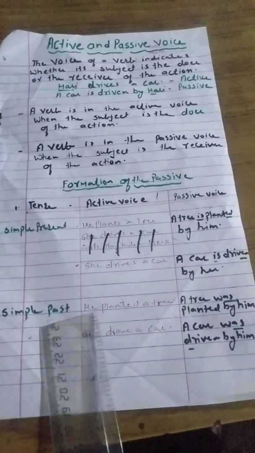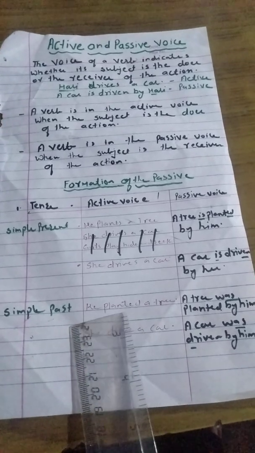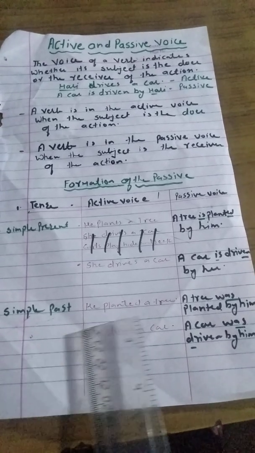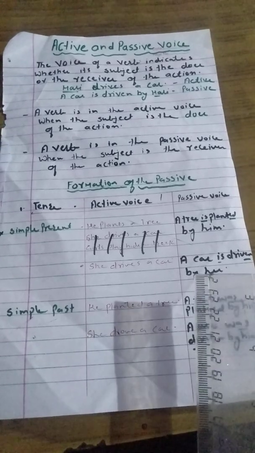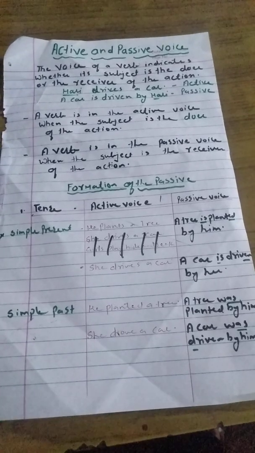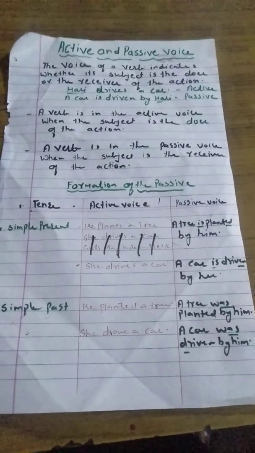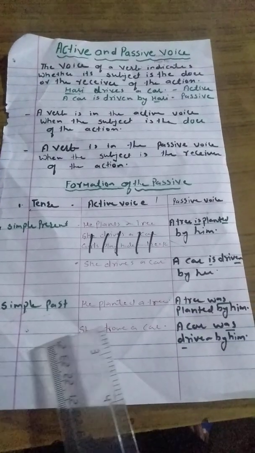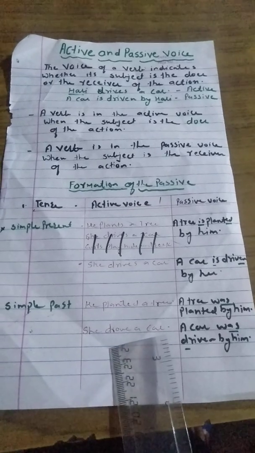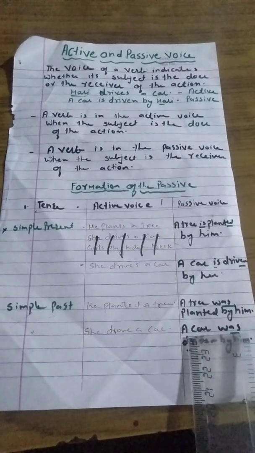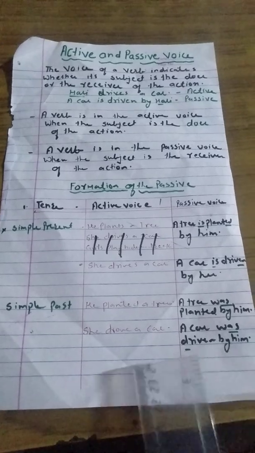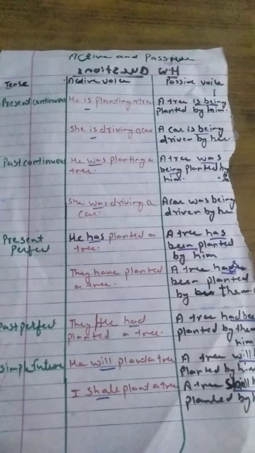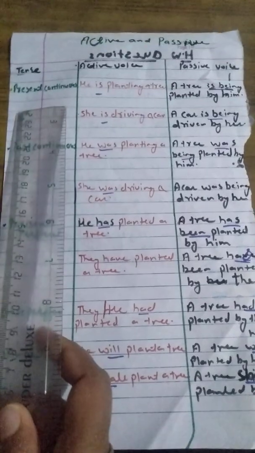Clear? Now next is simple past. He planted a tree. Here we have used second form of the verb, so it is simple past. So when we change simple past into passive, it takes was or were as per the subject and third form of the verb. A tree was planted by him. Clear? She drove a car. A car was driven by him. The next tense is present continuous.